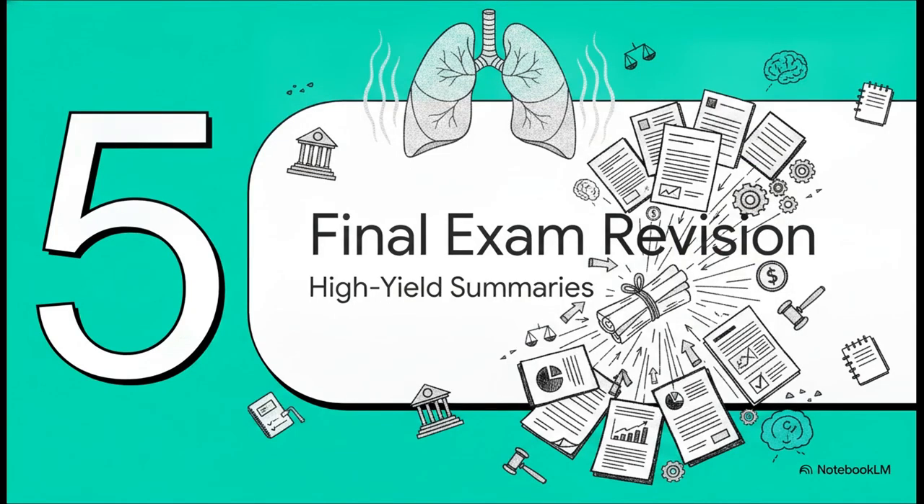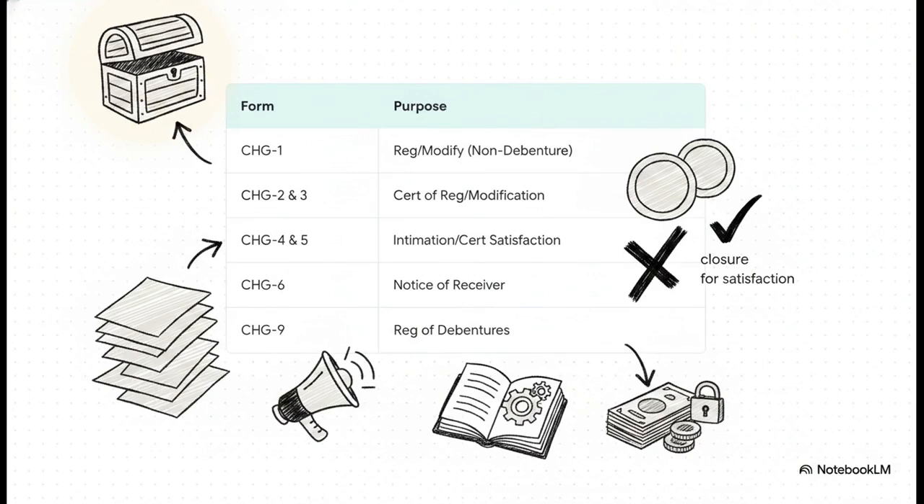And finally, Section 5, our mega exam revision. Take a mental picture of this form mapping immediately. This is your absolute holy grail for MCQ accuracy. It maps out every single form from CHG1 all the way to CHG9. Let's run through it quickly.